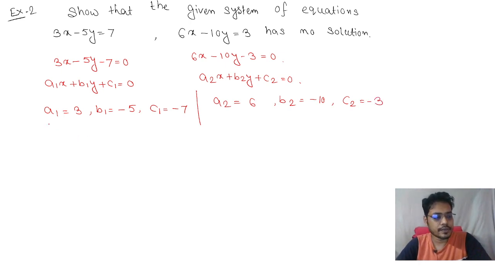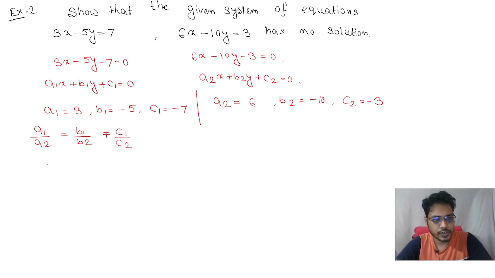Now as it has no solution, first you need to check it has no solution, it is given. So no solution means the condition is a1 by a2 is equals to b1 by b2 not equals to c1 by c2.